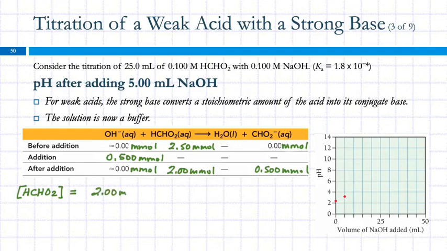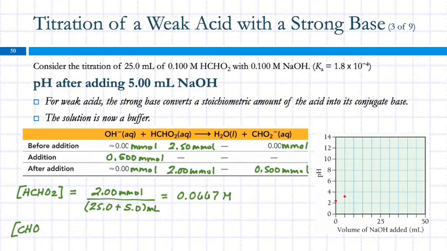We've got 2 millimoles of weak acid left, but our volume has changed. We have 25 milliliters plus 5 milliliters. So 2 divided by 30 is 0.0667. And our conjugate base concentration is going to be 0.500 millimoles, also divided by that new total volume, which is 0.0167.